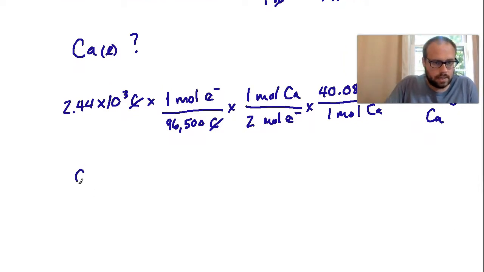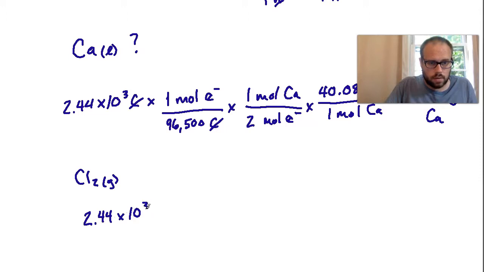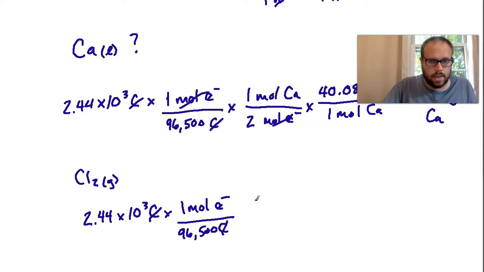So let's say I'd like to know how much of the chlorine gas is going to be produced. I'm going to start on a similar path. It's going to be 2.44 times 10 to the 3rd coulombs. Faraday's constant isn't going to change, so it'll be 1 mole of electrons for every 96,500 coulombs. Those are gone, right? And then I'm going to say times.